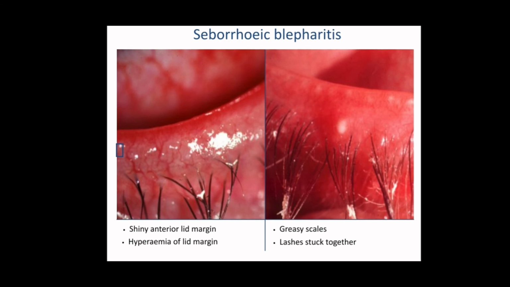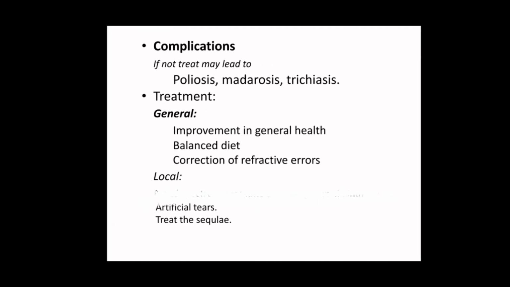In this picture of seborrheic blepharitis, you can see shiny anterior lid margin, hyperemia of the lid margin, greasy scales, and lashes stuck together. Complications, if not treated, may lead to poliosis, madarosis, trichiasis. General treatment includes improvement in general health, balanced diet, and correction of refractive errors. Local treatment includes artificial tears and treating the sequelae.